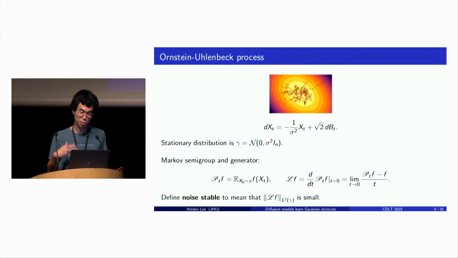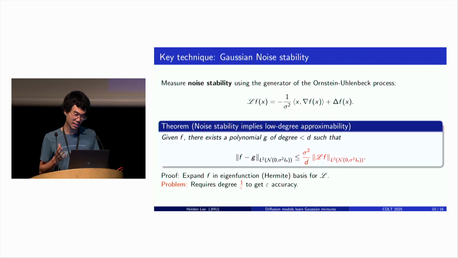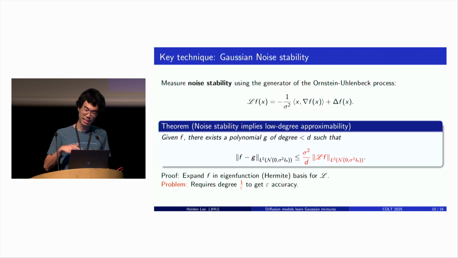Okay, so in our case, the noising operator is given by this Ornstein-Uhlenbeck process, and we can define noise stable to mean that the instantaneous change in the average value of f, under adding this noise, is small on average over the Gaussian distribution. Okay, so the key theorem that we use is that noise stability implies low-degree approximability. We can find a polynomial of degree almost d such that the approximation we have is this noise stability divided by d. The proof of this is by expanding our function into the eigenfunction or Hermite polynomial basis for L.